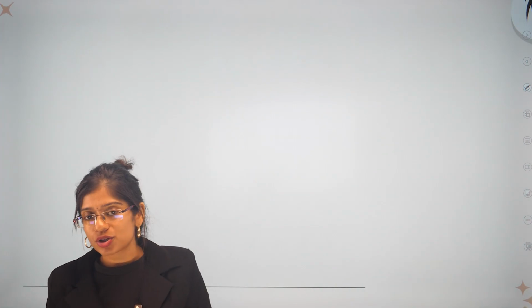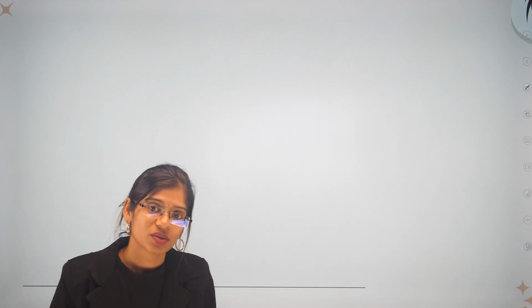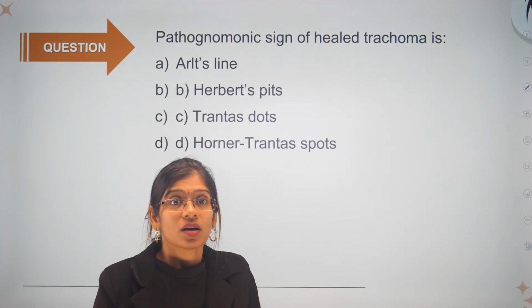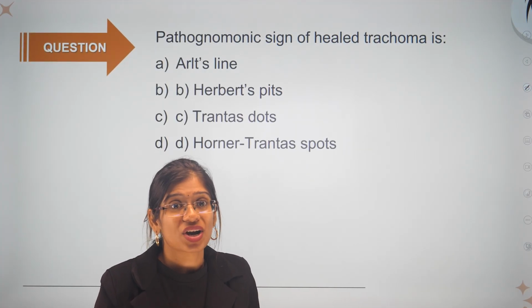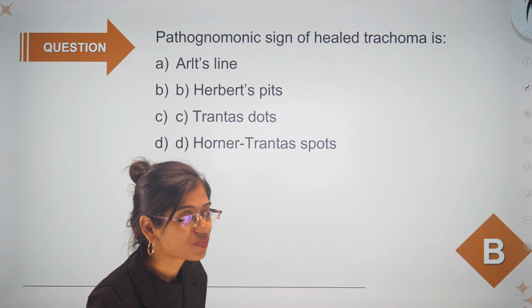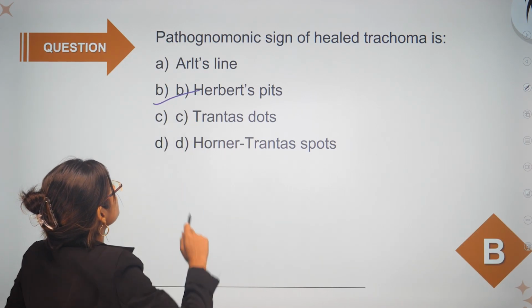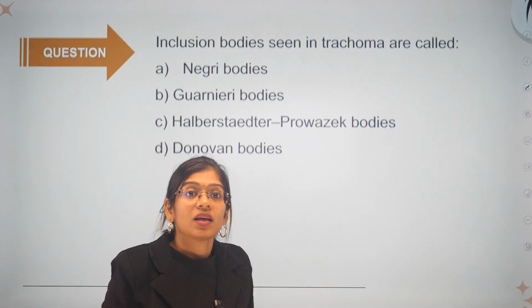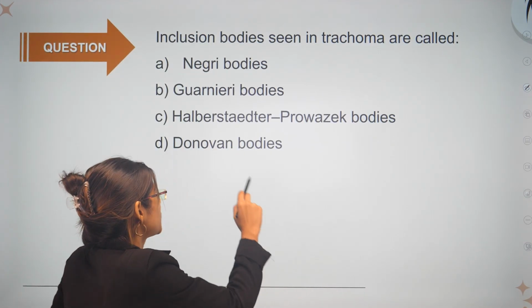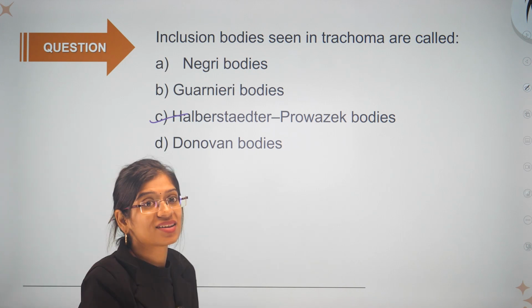So I hope you understood conjunctivitis and trachoma. Very important topics but very easy topics also. Let's do some questions. The pathognomonic sign of healed trachoma, that is what? Herbert's pits. Inclusion bodies seen in trachoma are called HP bodies.